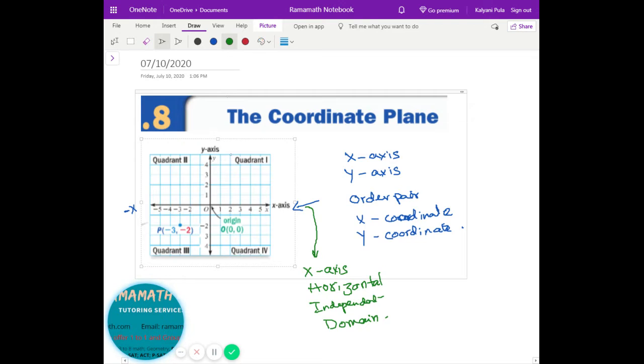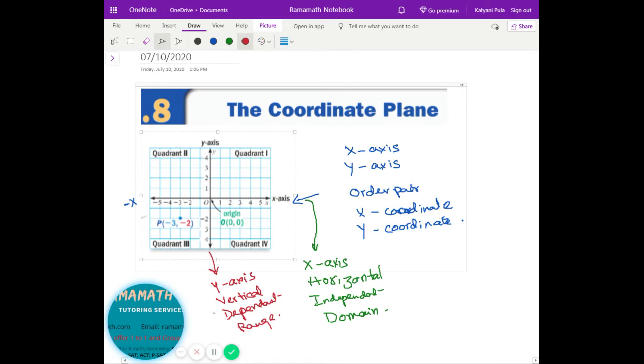In the same way, for the y-axis, we have other names too. I'm going to use this color, and this we can call the y-axis. And if this is the horizontal, what's this going to be? Vertical? Vertical axis, very good. Vertical axis. And then it's also called dependent. And also you can call it range. Okay, so that's basically what the coordinate plane is, at first look.